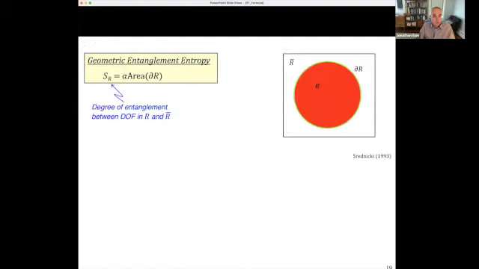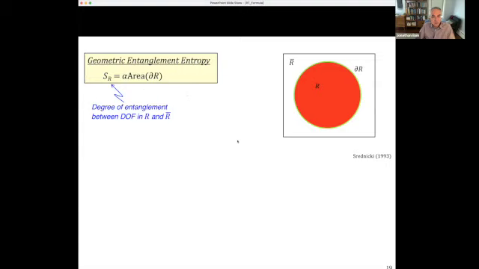The second ancestor of the RT formula is this expression. This is referred to by some authors as geometric entanglement entropy. It's the entanglement entropy for a quantum field theory defined on a background spacetime. The idea is we identify 2 regions of the spacetime, a region R and its complement, separated by the boundary of R. Then we decompose our quantum field into degrees of freedom localized in R and degrees of freedom localized in its complement, and calculate the entanglement entropy of the degrees of freedom localized in R. It turns out we get an expression that's proportional to the area of the boundary of the region R, del R.